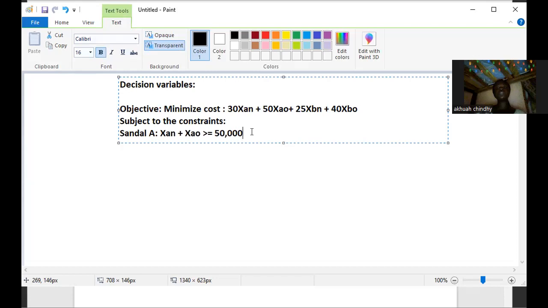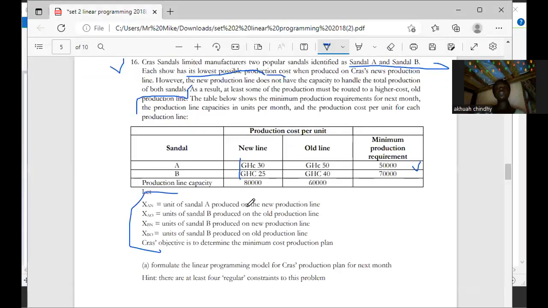The first restriction given is that the total you can produce for sandals A, whether on the old or new line combined, should be greater than or equal to 50,000. Then we'll go back to the question. So with this, it's not automatic. It's the English. So you have to understand. You get it. So the next one is sandals B.